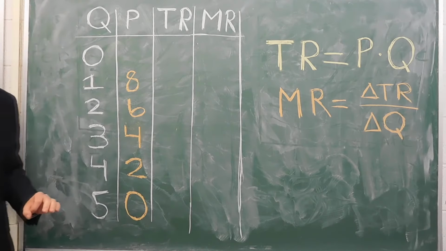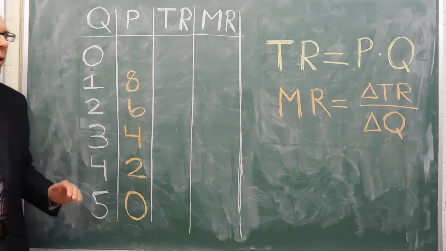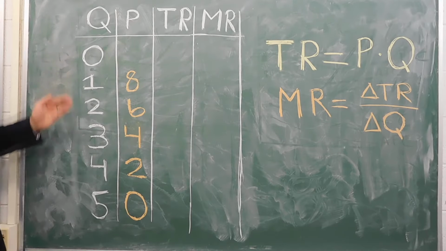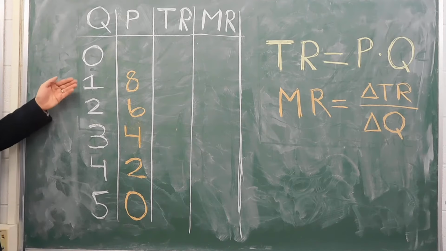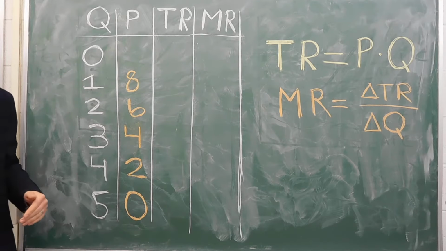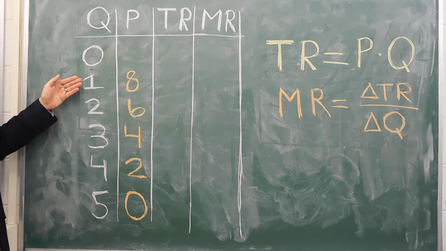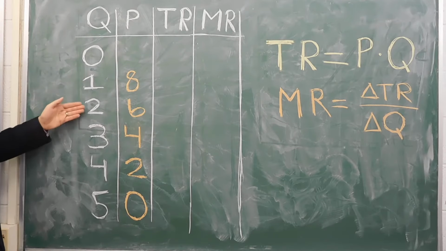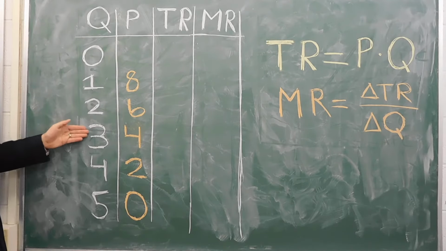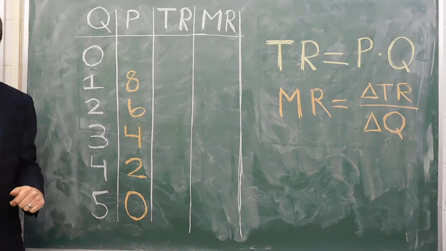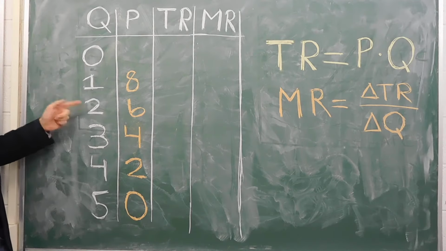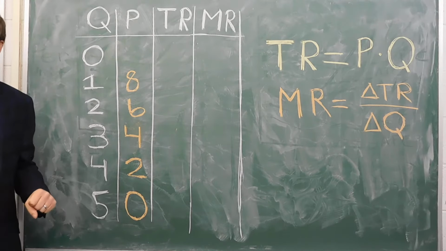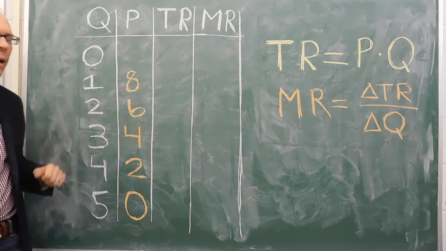So right now we have a price searcher, and we have their output from 0 to 5. As you can see, as they increase their output, the price decreases. Now for 1, they get $8 a unit. For 2, they get $6 a unit. For 3, they get $4 a unit. When a price searcher sells the goods, it's not the case that when they sell the second unit, they receive $6 and they still receive $8 for the first unit.